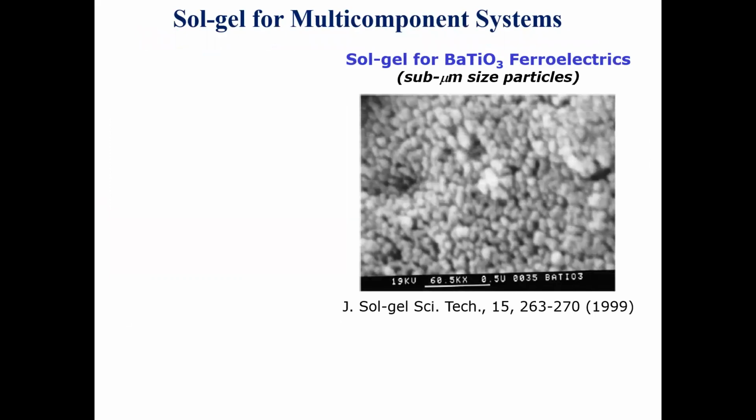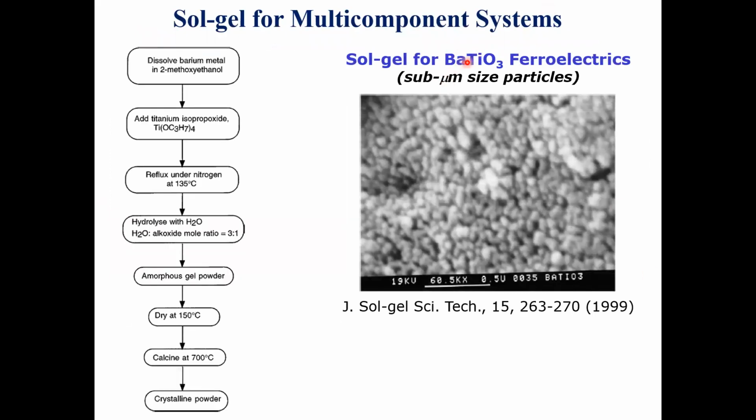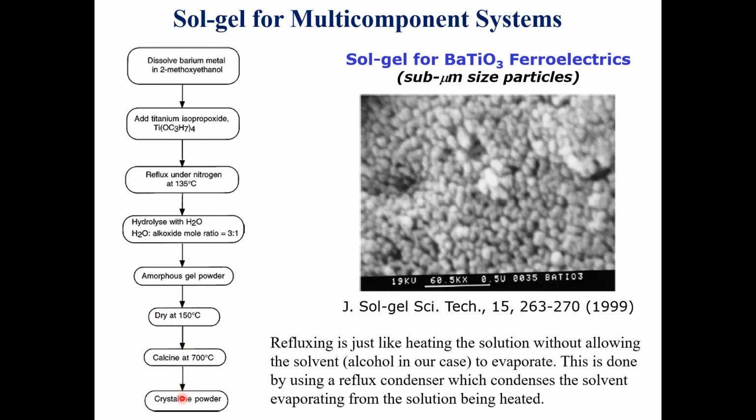You can actually make compound, multi-cation materials, something like barium titanate. Again, nano-sized particles. You'll obviously have to use two metallic sources, sources of barium and sources of titanium, as precursors, and it goes through various processes. Eventually, you dry, calcine and crystallize the powder at high temperature. So you can make single cation oxide or multi-cation oxide. Refluxing is just heating the solution without allowing the solvent to evaporate. This is done by using a reflux condenser, which condenses the solvent evaporating from the solution being heated. So we do it under high pressure where the solution does not evaporate.